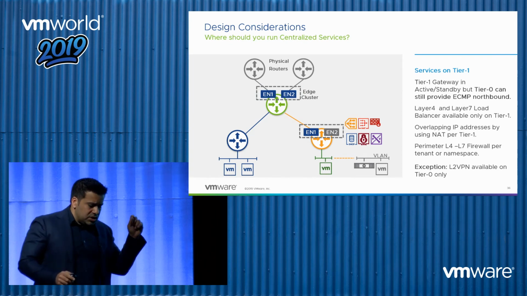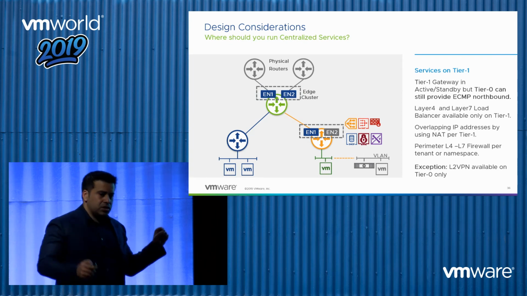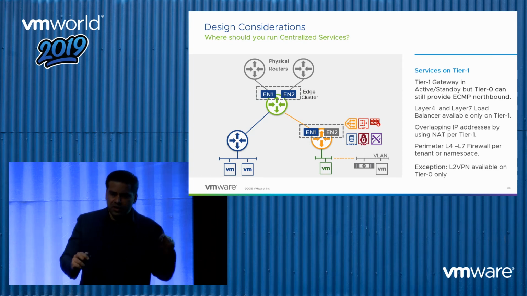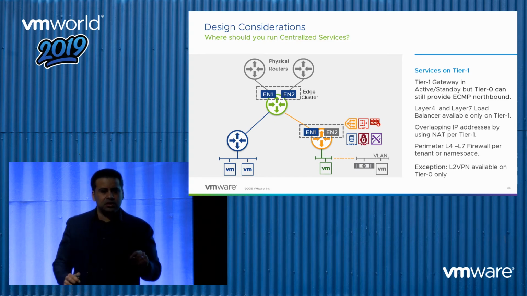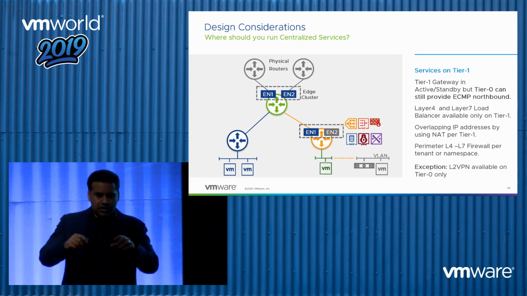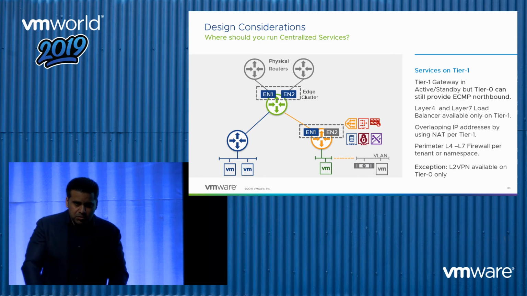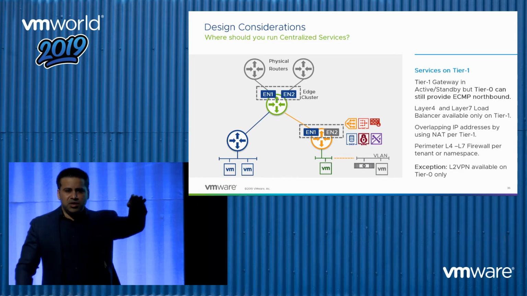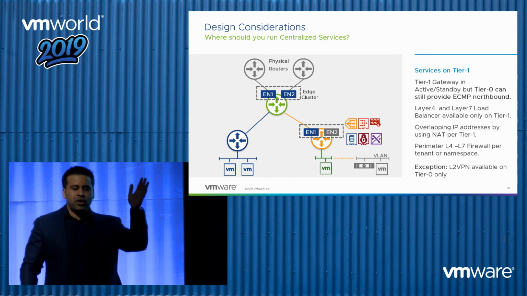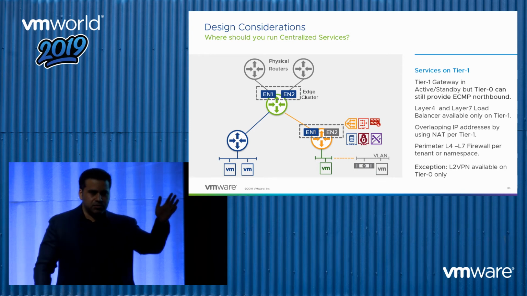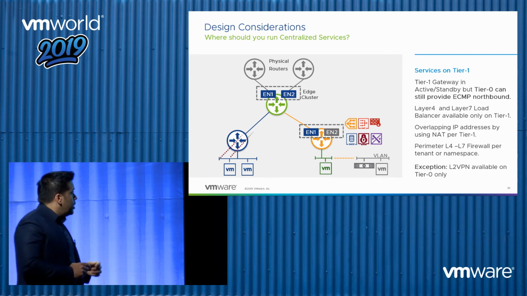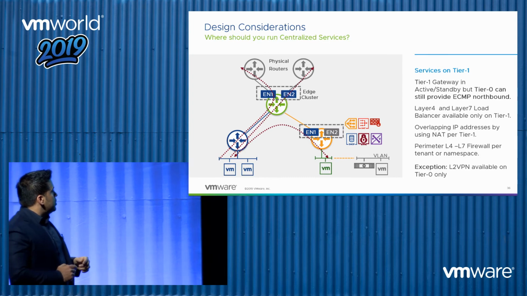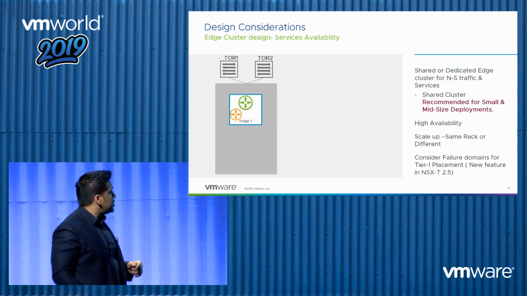Moving on. This is just a quick recommendation. When you are running centralized services, run your centralized services on tier 1s so that they are in active standby at the bottom, but your top layer still can be ECMP, okay? So that you don't compromise on your north-south bandwidth. All right, let's continue moving.